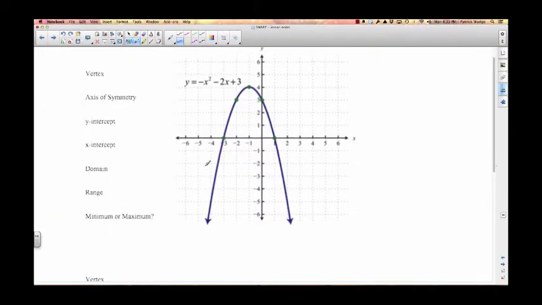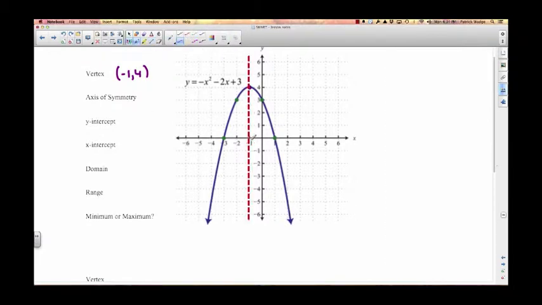Okay, this parabola right here, let's find the vertex. Well, that's not bad at all. Here's the vertex right there. What's that point? (-1, 4). I'm finished. Hey, that was pretty easy. The axis of symmetry. So again, I'll draw the axis of symmetry. You don't have to, but I'll draw it in case you don't know what I'm talking about here. There we go. What's the equation of the axis of symmetry?